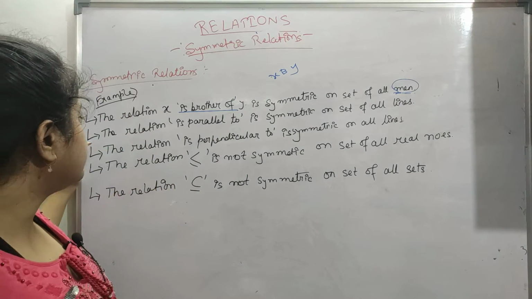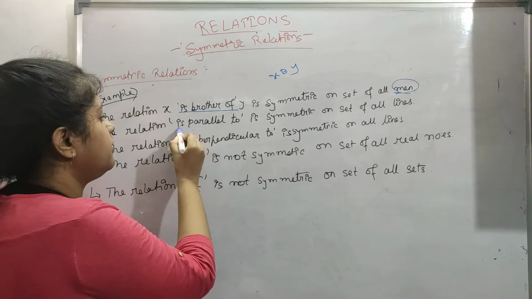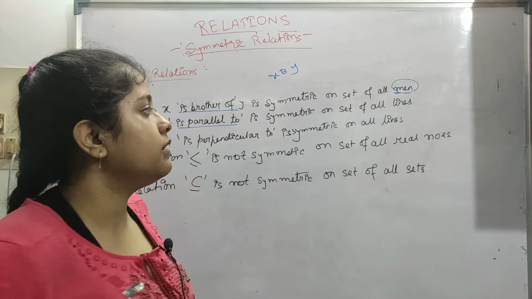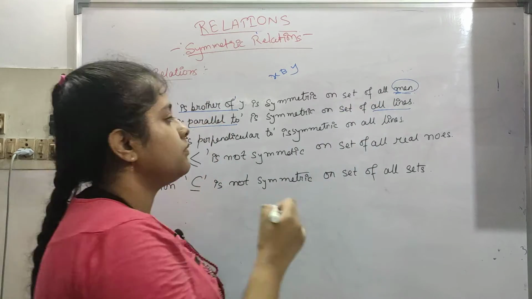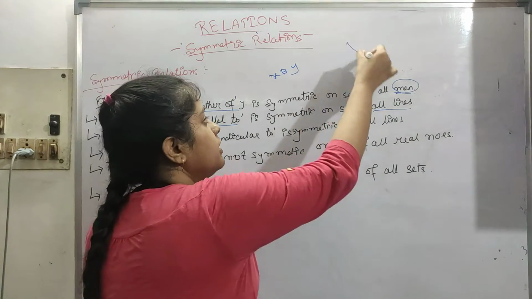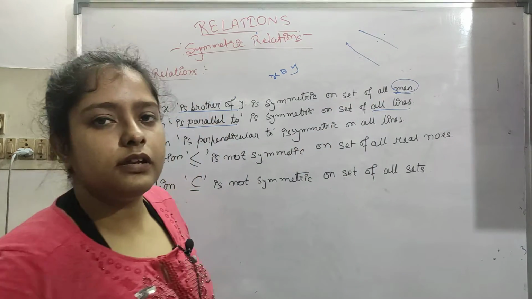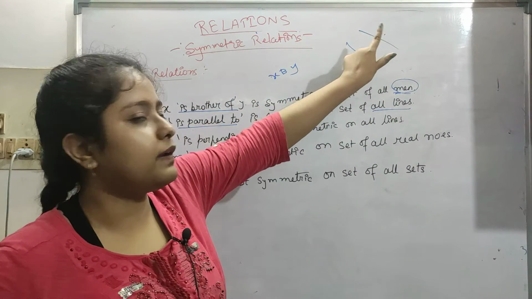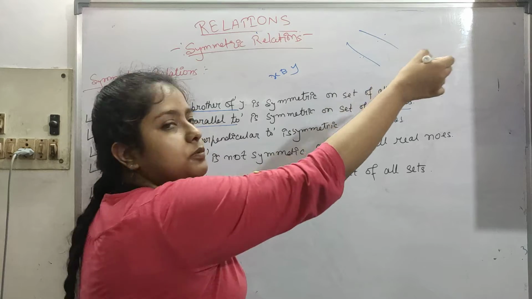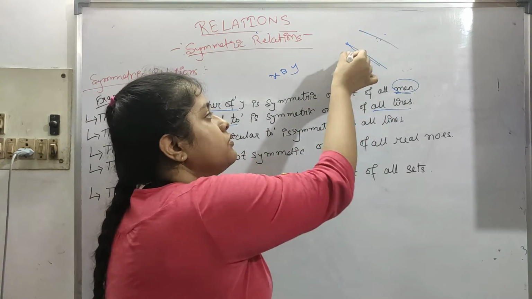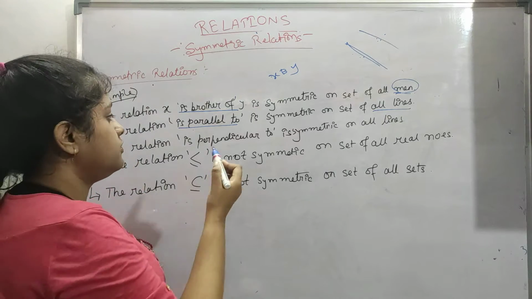Okay, so the next is the relation is parallel to, which is symmetric on the set of all lines. If you have two lines, say this is parallel to this, then this is also parallel to this, right? Because they are both parallel to each other. I hope you know parallel and all. So if this is parallel to this, then this will also be parallel to this. So this is also true.